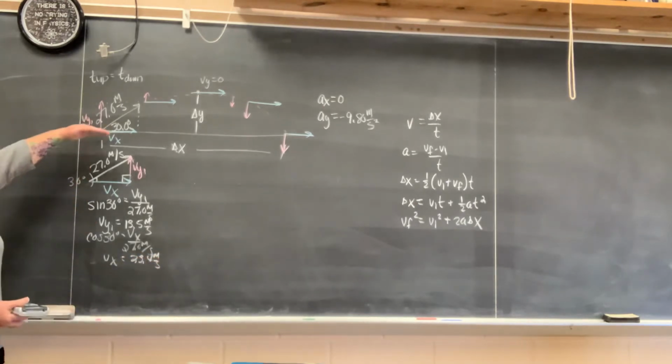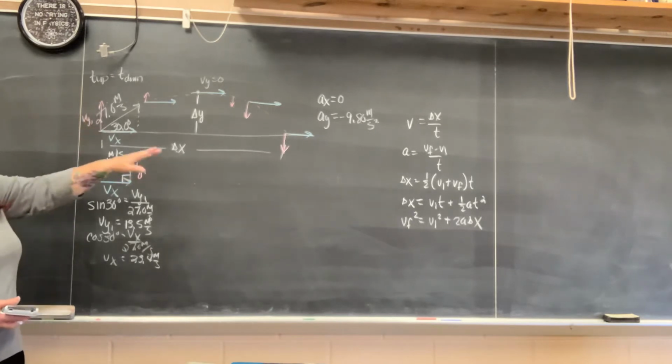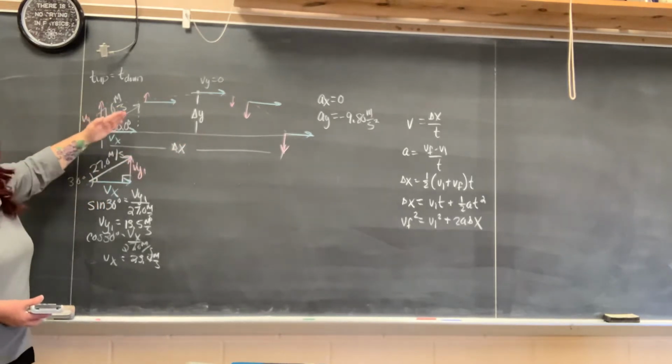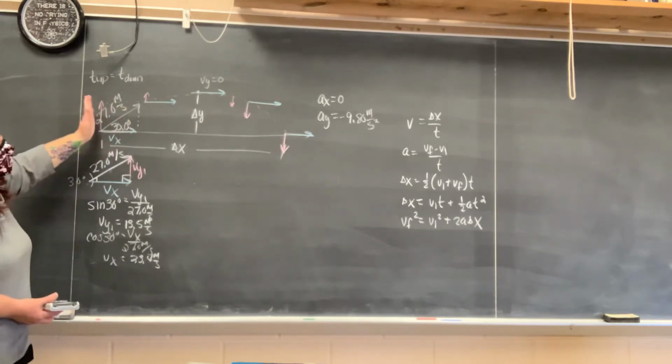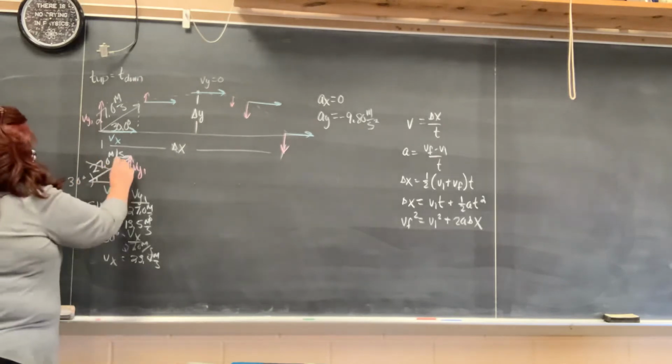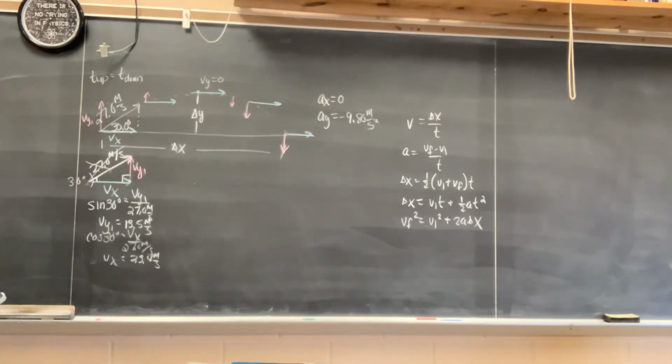Now that you have broken this down into X and Y components, you are allowed to use the algebraic equations. You can't use an algebraic equation for something that's at an angle. That's geometry. But once you break it down into Y's and X's, you're able to do that. So that means you never, ever, ever use that 27 meters per second again.